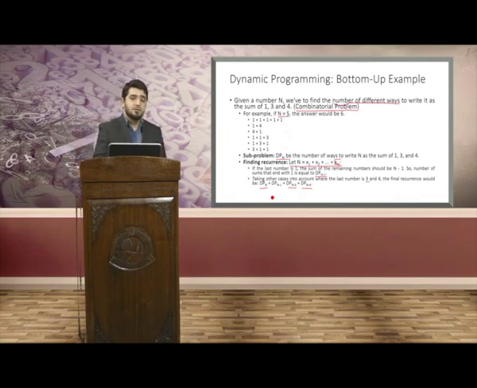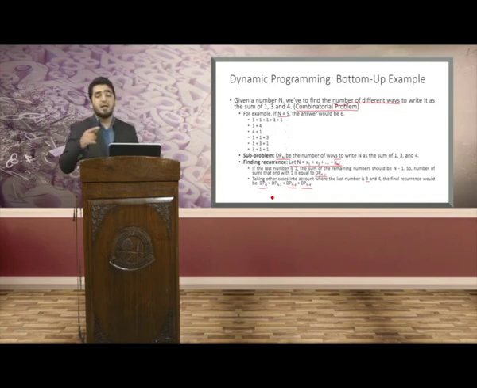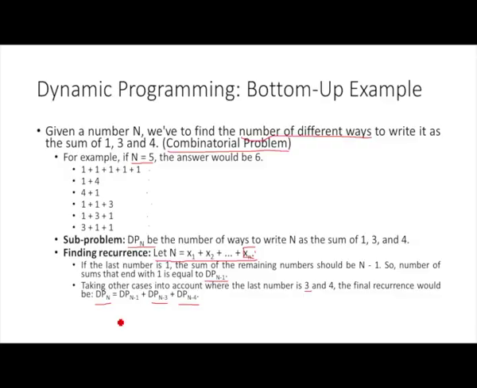The number of different ways to write n minus 1 as the sum of 1, 3 and 4, the number of different ways of writing n minus 3 as the sum of 1, 3 and 4, and similarly the number of different ways of writing n minus 4 as the sum of 1, 3 and 4. Then we can recursively solve this dp of n minus 1, dp of n minus 3 and dp of n minus 4 and so on and so forth.